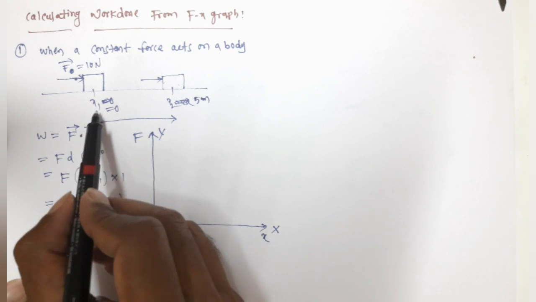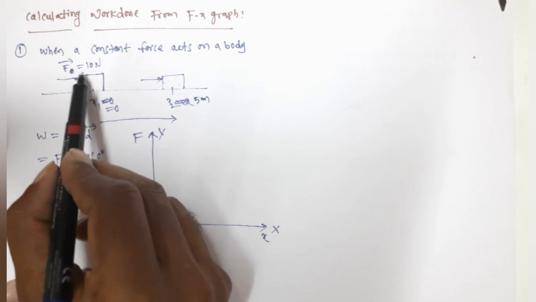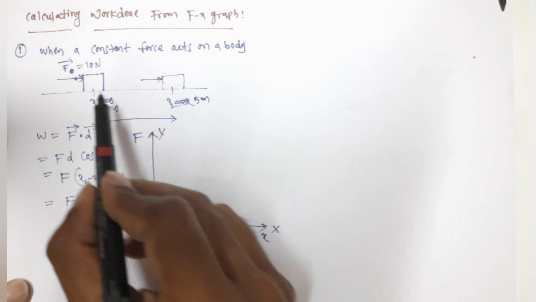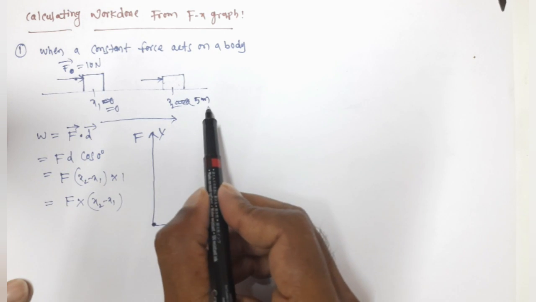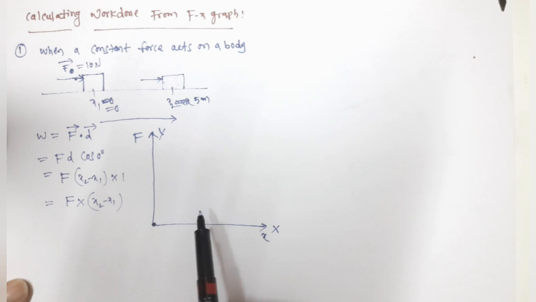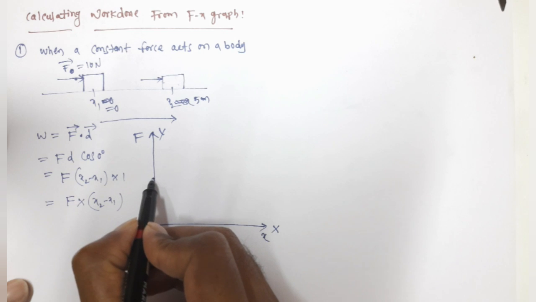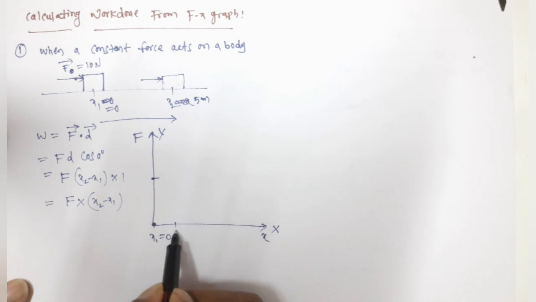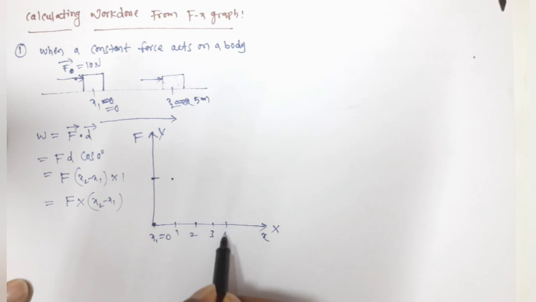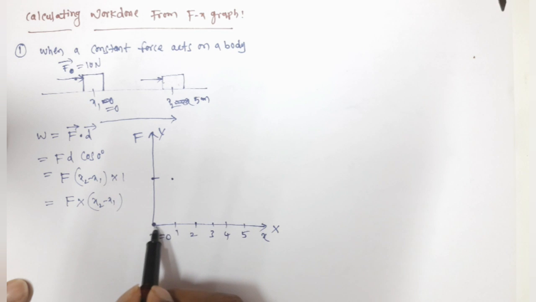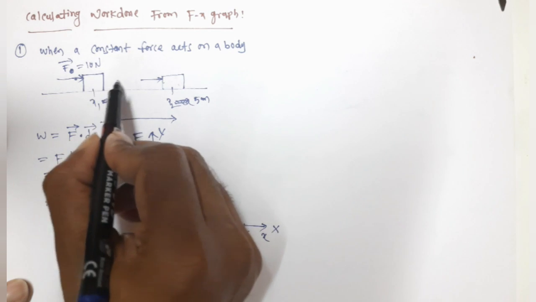That means a body is at x1 equal to 0 and a 10 newton force is acting, and the body is moving from the initial position to the final position, that is 5 meters. So displacement is how much? 5 meters. So we are applying a constant force. When x1 equals 0, what is the force we are applying? 10 newtons. When x equals 1 meter, we are applying the same force. 1 meter, 2 meter, 3 meter, 4 meter, 5 meter. For each and every position, we are applying a constant force.